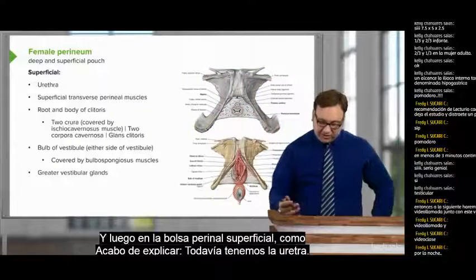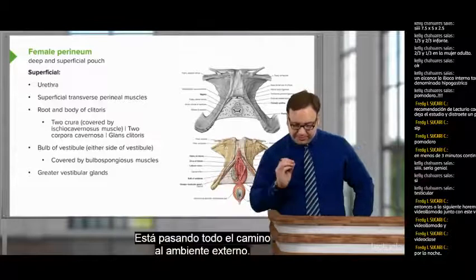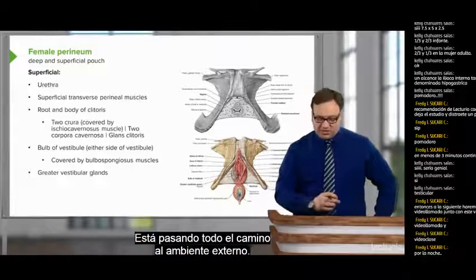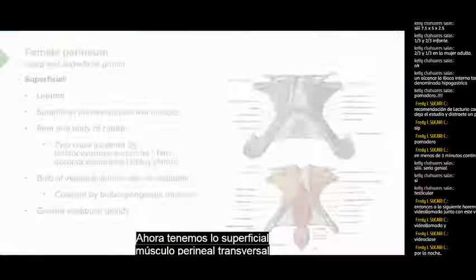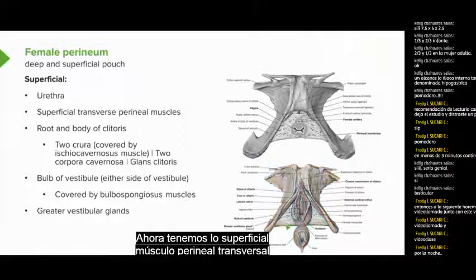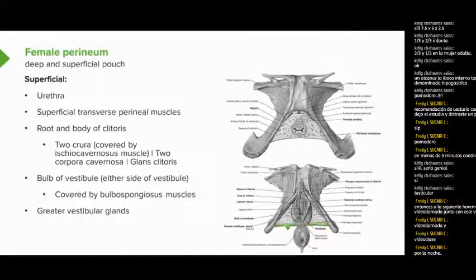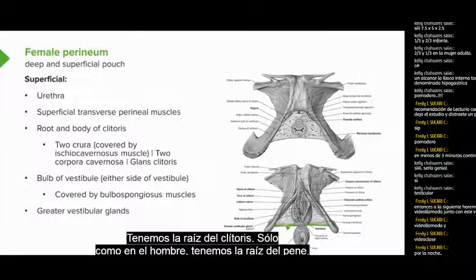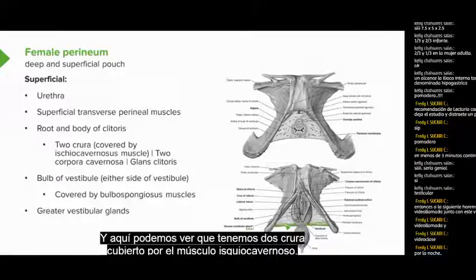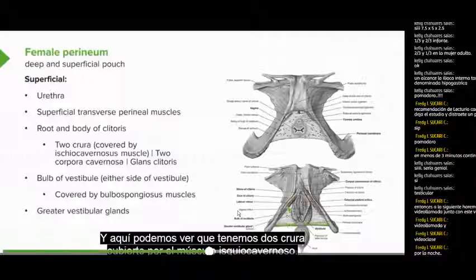And then in the superficial perineal pouch, like I've just explained, we still have the urethra. It's passing all the way out to the external environment. We now have the superficial transverse perineal muscle. We have the root of the clitoris, just like in the male we had the root of the penis. And here we can see we have two crura covered by the ischiocavernosus.